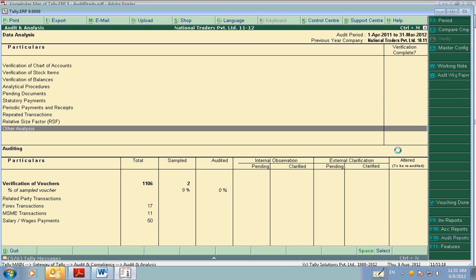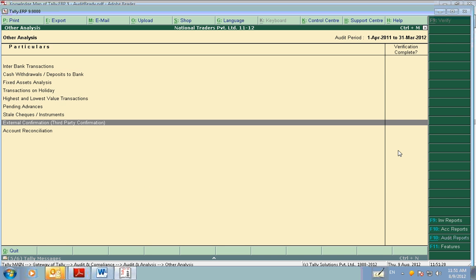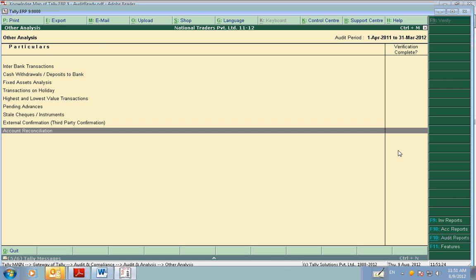Audit and analysis, right? So other analysis we were in the section. So we completed external confirmation, third-party confirmation. Now coming to this account reconciliation. So previously it was a confirmation, right? In our books of accounts, against your ledger, so much amount is there. Please confirm if this is correct. Now what I do, I'm not asking for the third-party confirmation. I myself am doing the reconciliation of the account.